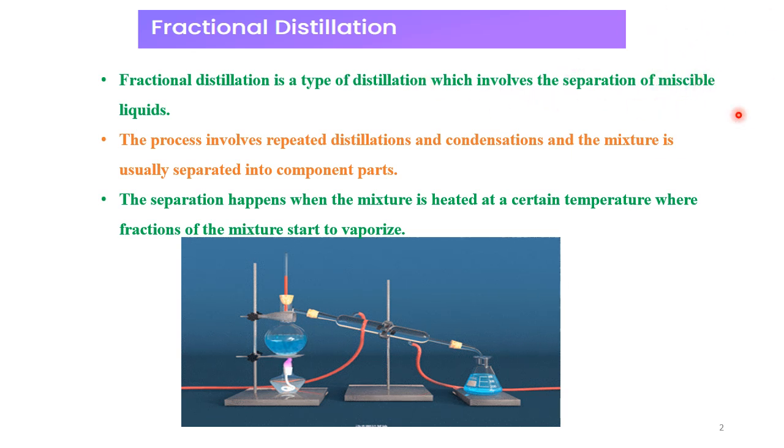Yesterday we saw about miscible liquids. For separation of miscible liquids, only this technique, fractional distillation, is used. This process involves repeated distillation and condensation of the mixture into component parts. That means the mixture is heated to a certain temperature where a fraction of the mixture starts to vaporize.